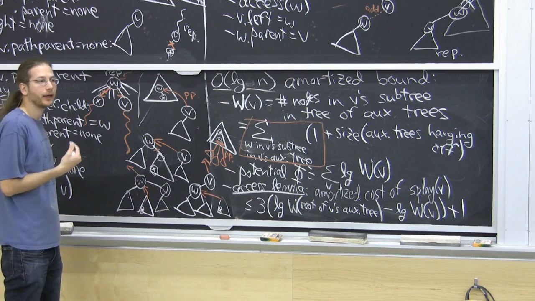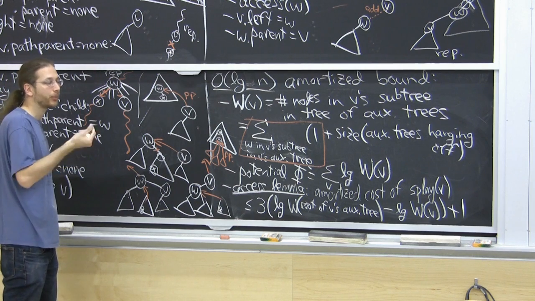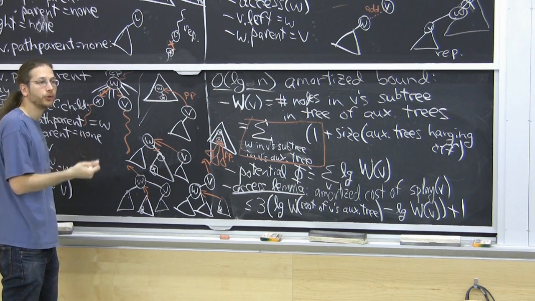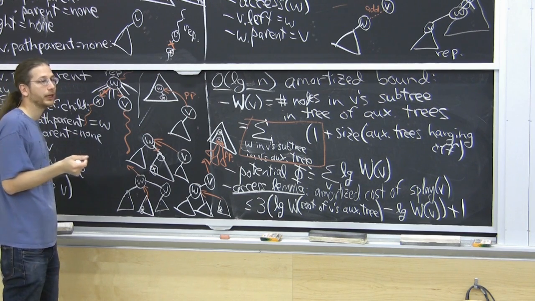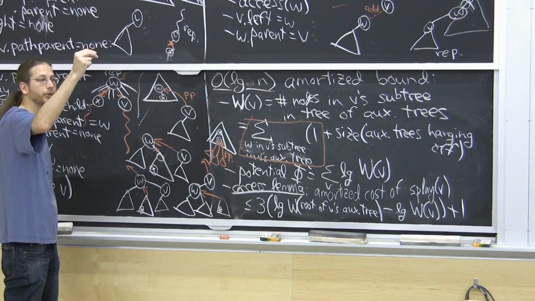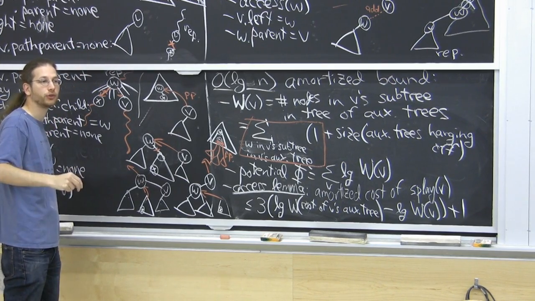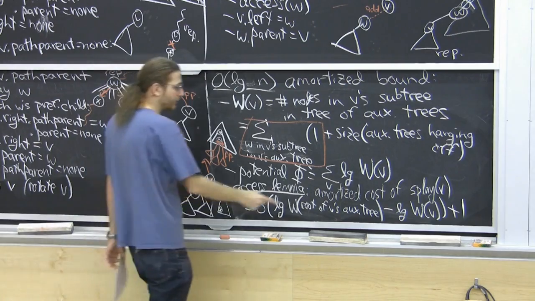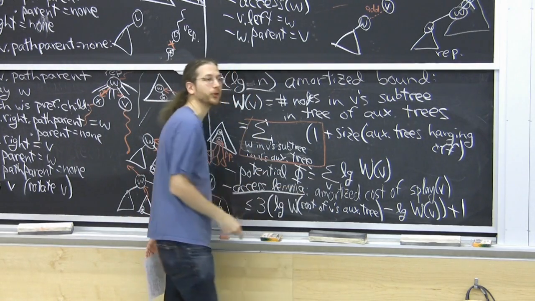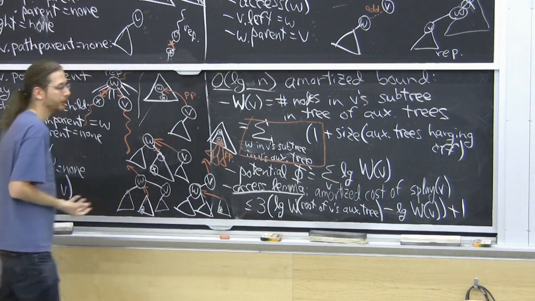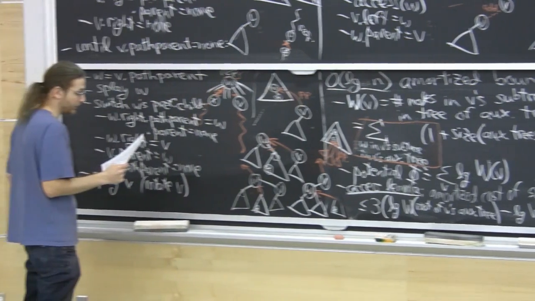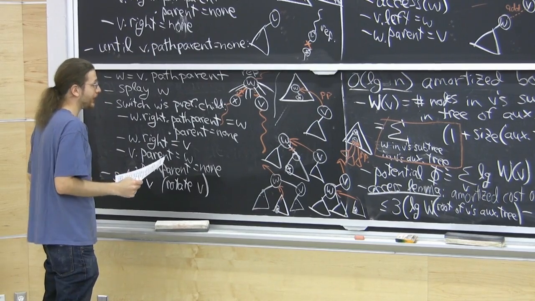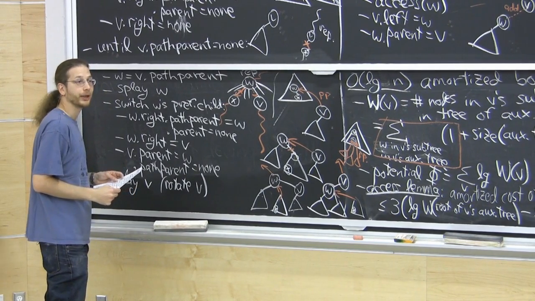Once you have that, you get a telescoping sum. Each operation is log W new minus log W old. Those cancel in turn until you get the final log W of V minus the original log W of V. The final log W of V is whatever, V becomes the root, and so it has everybody below it. So that's the access lemma. So assuming the access lemma, I want to prove to you a log n bound.